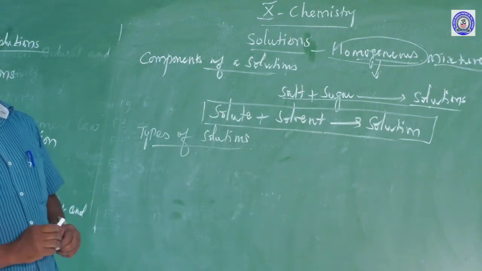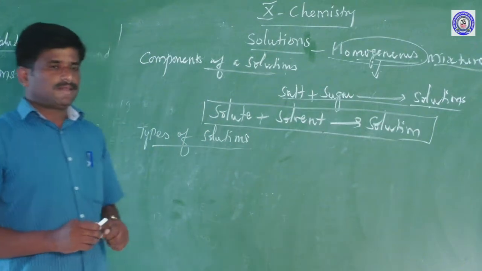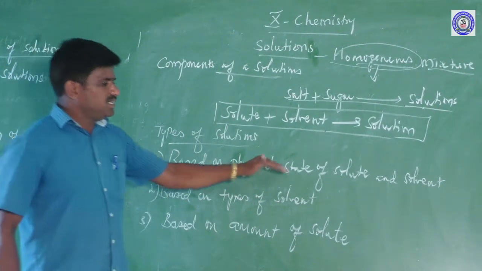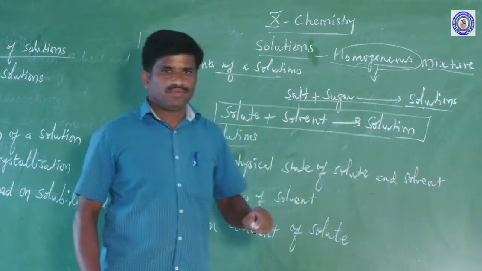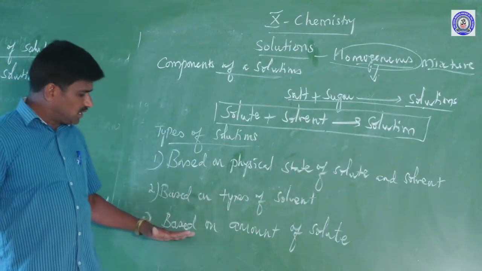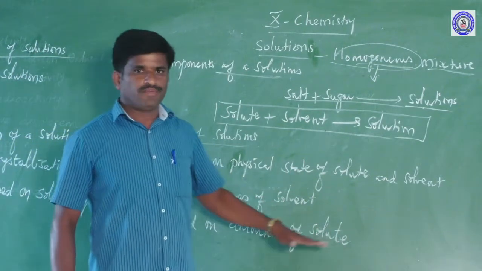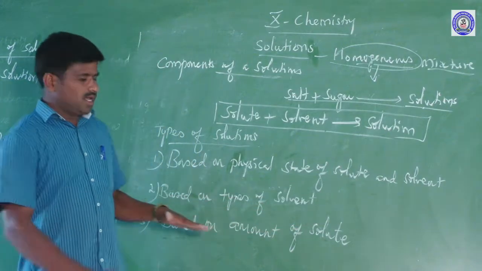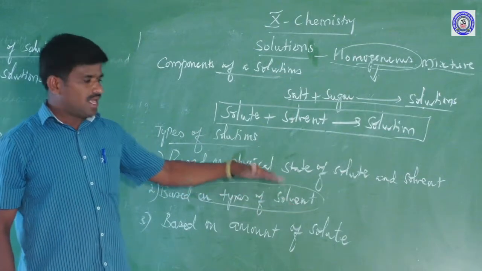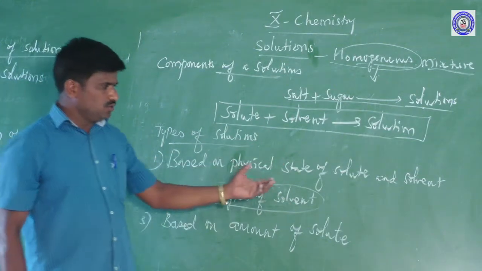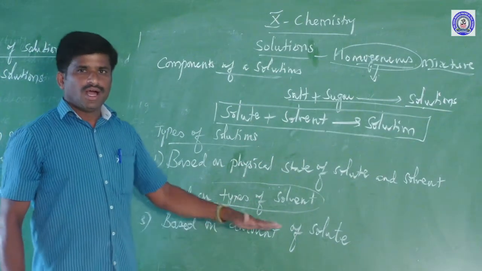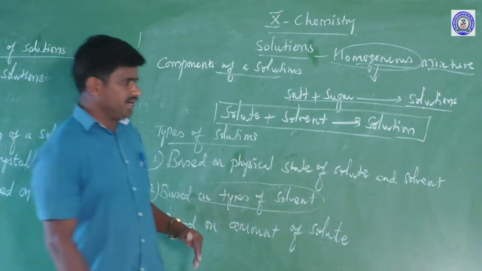types of solutions. In types of solution, the first classification is based on the physical state of solute and solvent. The second classification is made based on the type of solvent. The third classification is based on the amount of solute. Among these, only the second is based on the type of solvent. The remaining two are based on the solute: the first, physical state, and the last, amount of solute. Let's see one by one in detail.